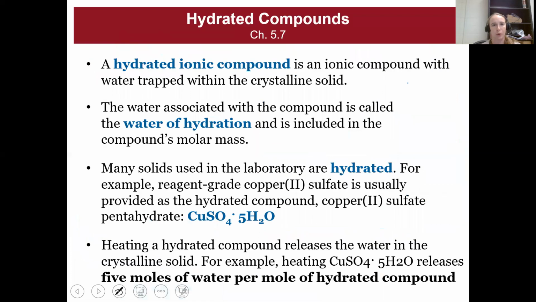Anywho, keep going on. So what else is there in chapter 5.7? We've got hydrates. So hydrates are a hydrated ionic compound. So what does that mean? So ionic compounds like, I'll go back to my friend copper sulfate. So copper sulfate is a hydrated compound. That means that there is water trapped within the crystalline solid, within the lattice of copper sulfate.